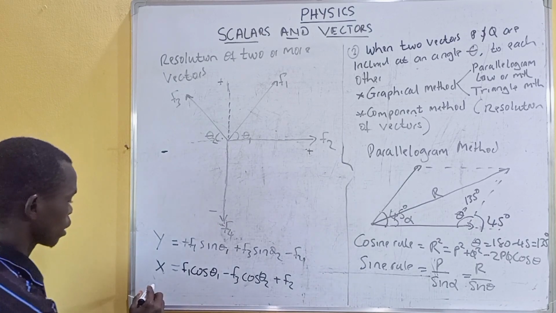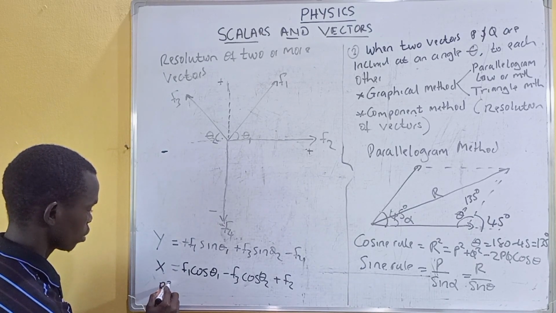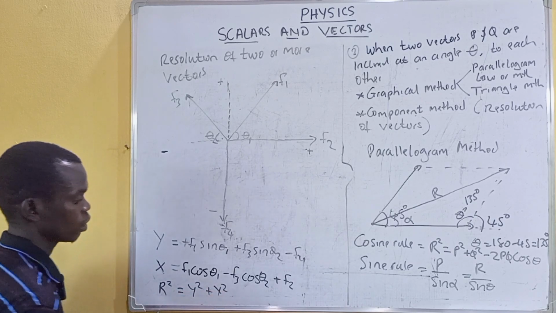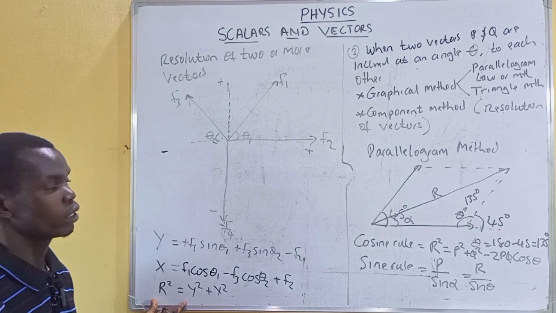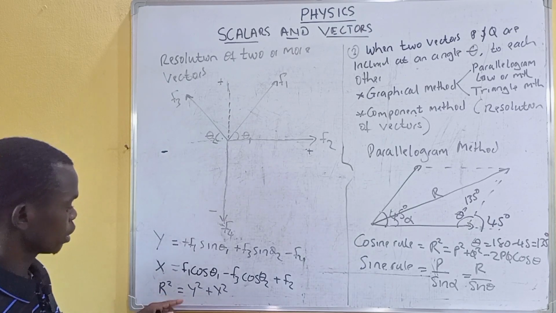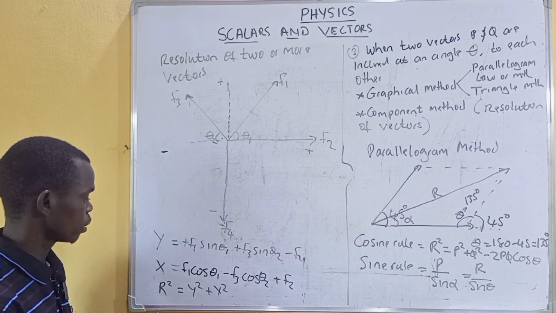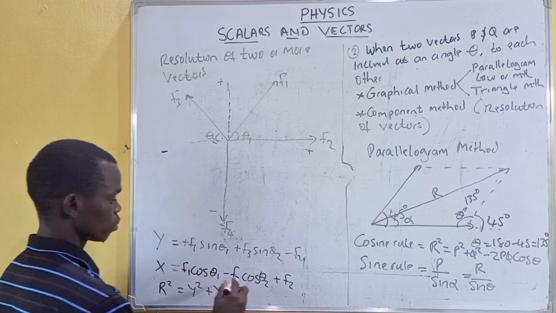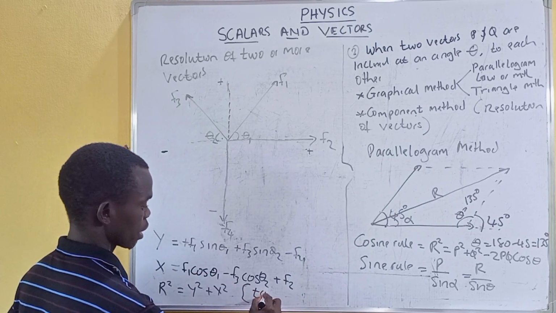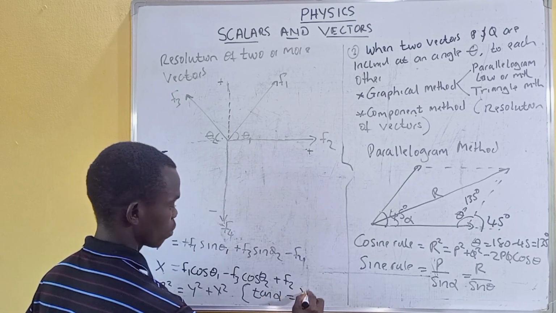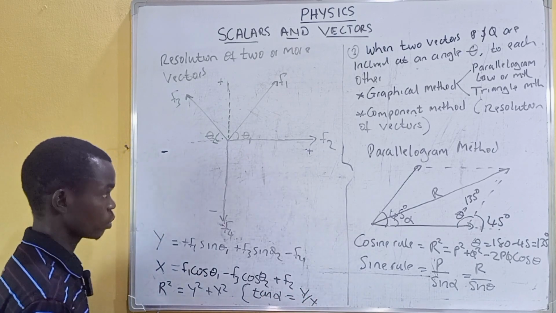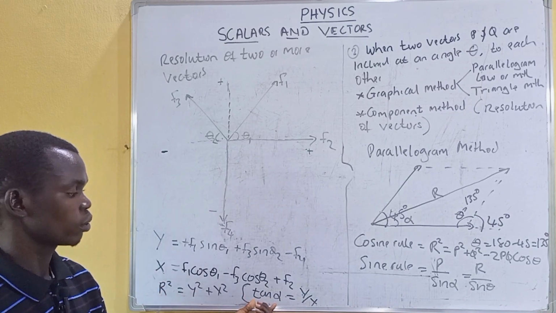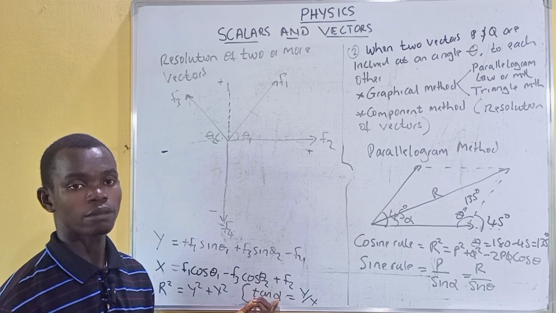With this, we can find our resultant vector, R squared equals Y squared plus X squared. This is the method of finding our resultant, where the direction of the resultant can be gotten from tan alpha equals Y over X. With this we can find our resultant vector and also its direction.